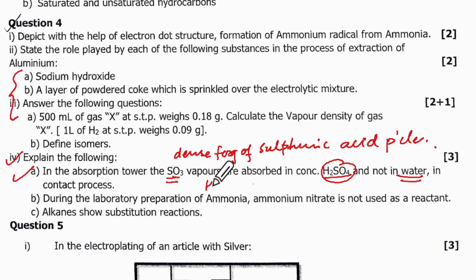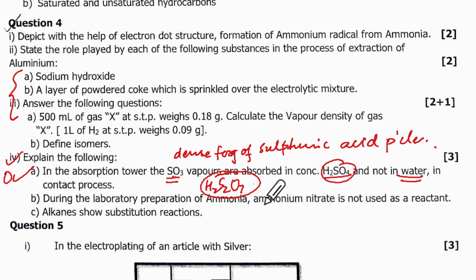What will I get? I'll get a compound like this. What is the name of this? Pyrosulfuric acid, which can be diluted with the requisite amount of water to get the desired concentration of sulfuric acid. This much all has to be written. If you are not able to write that, you will have to give yourself 0.